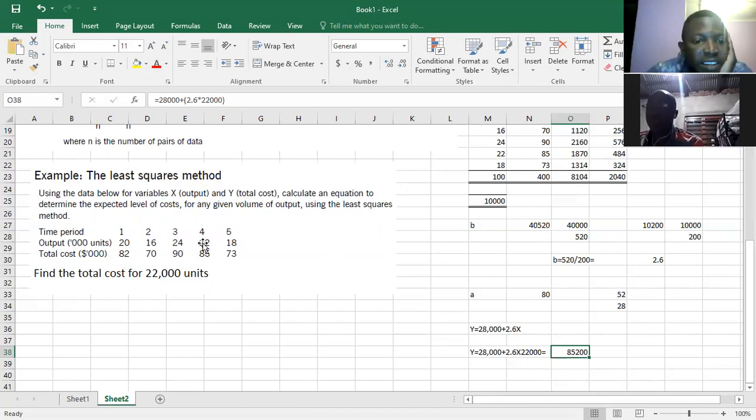You'll see that it's very close. Here we even have a 22 here, but because now we have used the equation which took care of everyone, we are supposed to have 85,200. But in actual sense, we only have 85. It is not far from the 85.